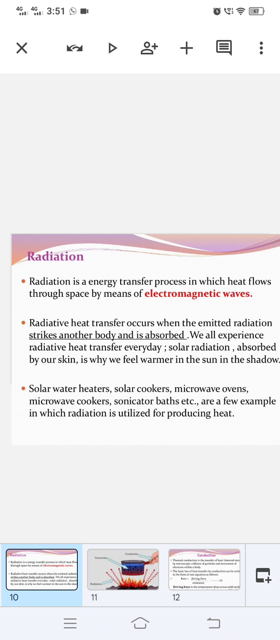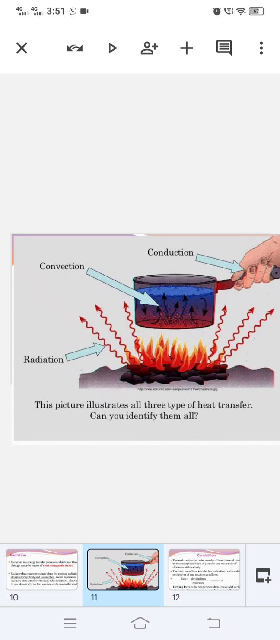This is the best picture to understand all three mechanisms of heat transfer: conduction, convection and radiation. The first one, where the man is holding the pan, is conduction. Second, convection, where the movement of the liquid molecules is shown. And third is radiation, where the radiation is transferred from the heating medium towards the pan, and it is absorbed by the body, which transfers it to the liquid, which in turn changes into the vapor phase. In our next class we will study the further mechanisms in detail.